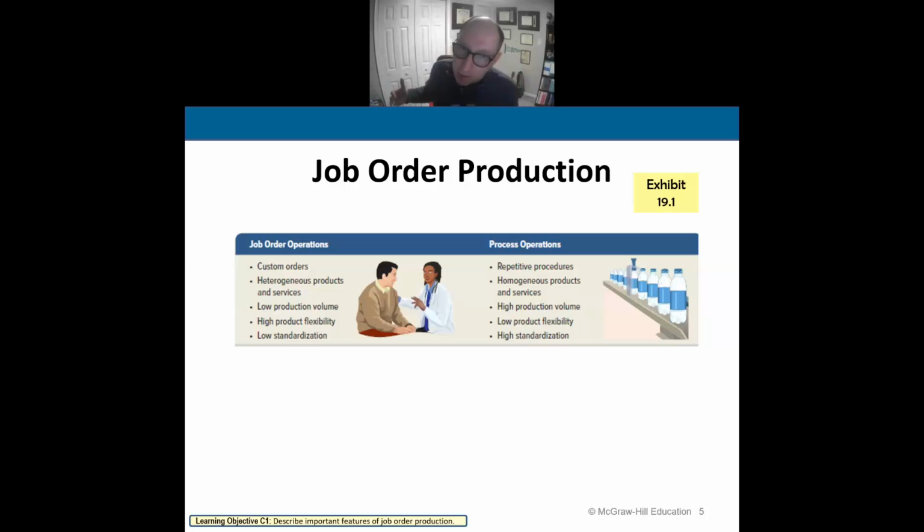Process costing: it's repetitive, homogeneous, high production volume, low flexibility, high standard. Earlier I gave the example of the ice cream manufacturer, the Ben & Jerry's, the Dryers, the whatevers. Another example would be the water bottles. Your Poland Spring or your Aquafina or your whatever, your soda. Let's say you like soda. Oh, the Coca-Cola, the Pepsi. It's all the same stuff.